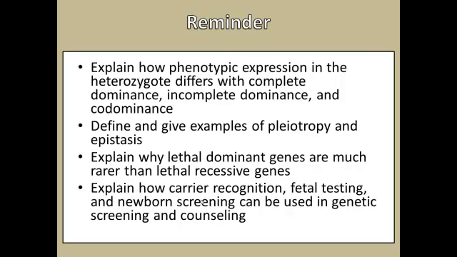Explain how the phenotypic expression in heterozygotes differs with the complete dominance, incomplete dominance, and codominance expression. Define and give examples of pleiotropy and epistasis. Explain why lethal dominant genes are much rarer than lethal recessive genes, and explain how carrier recognition, fetal testing, and newborn screening can be used in genetic screening and counseling.